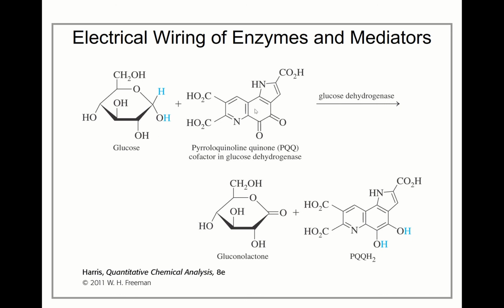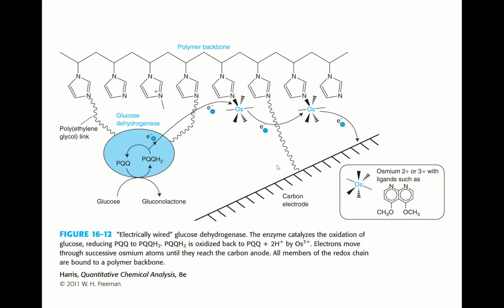one, pyrroloquinolinquinone, and it is reduced to quinol. Okay, this hydroquinone, from quinone. And then you measure the current due to this oxidation of pyrroloquinolinquinone. Yeah, this is electrical wiring. But how can it be done?